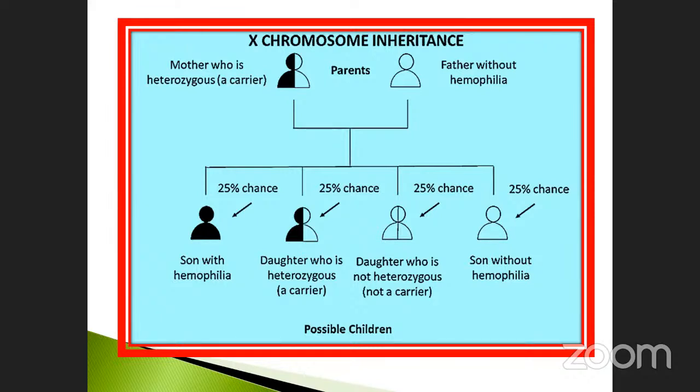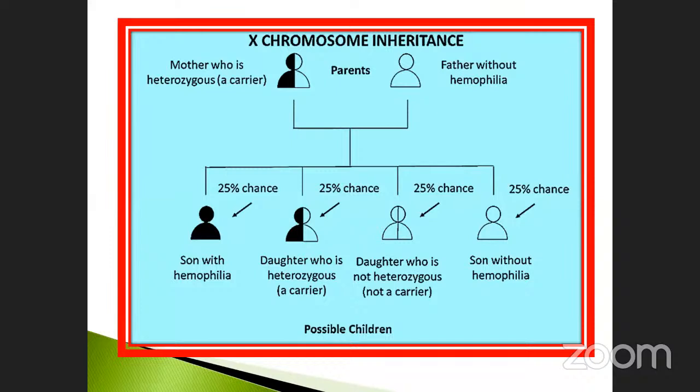See here, one son is without hemophilia, just like the father, and in the opposite manner, the son with hemophilia. In the center there is a daughter who is heterozygous, a carrier, and a daughter who is not heterozygous, not a carrier. You have to put here X and X, and X and Y. Split the gametes: XX, XY. Just like a monohybrid cross, you will get the percentages. These are the possible children. All are 25%, 25, 25, 25 like that.